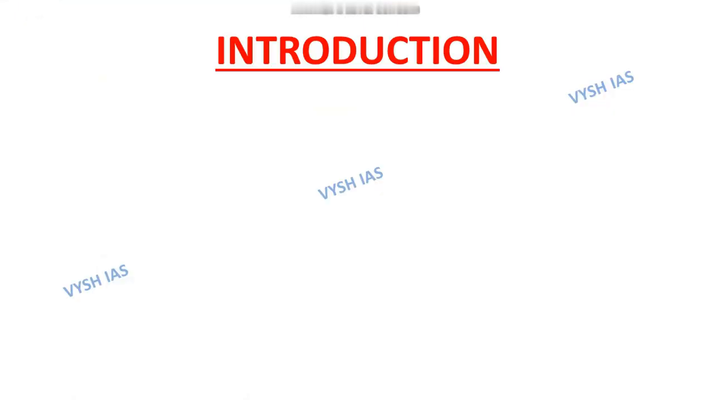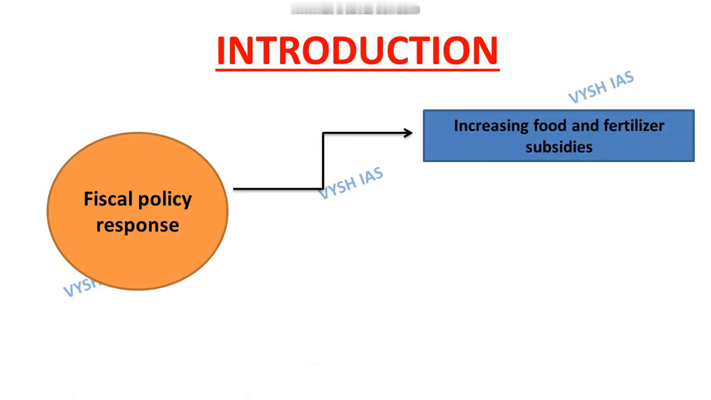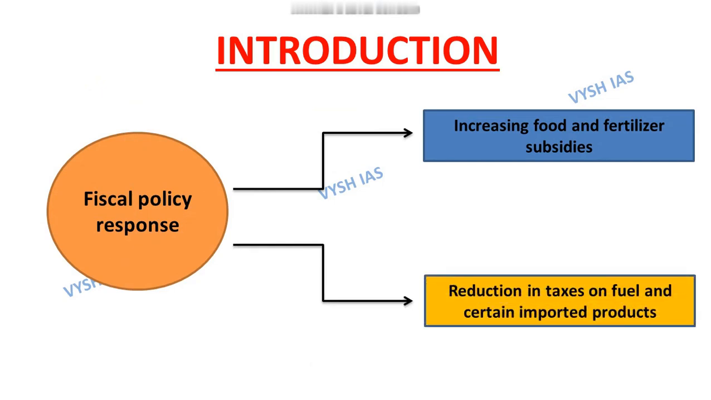So let's begin. First we will deal with the introductory part. Amid geopolitical conflict, the government of India's fiscal policy response to the crisis comprised of two things. First is increased food and fertilizer subsidy, and second is reduction in taxes on fuel and certain imported products. These two measures have not only maintained a healthy fiscal policy but have also facilitated the recovery of economic activity.